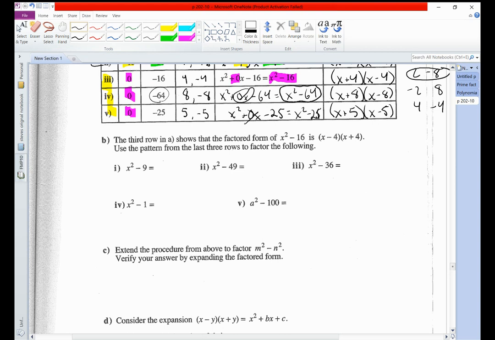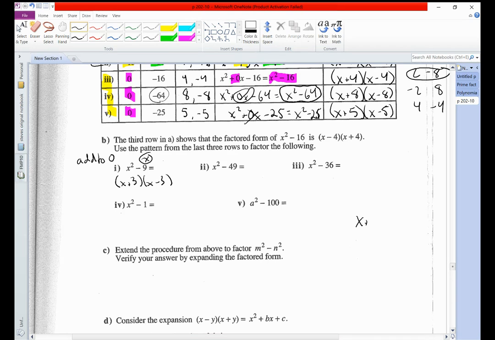So we know we have an x squared. So we have x squared minus 9. And now we're looking for two numbers that multiply to negative 9 and add to 0. Well, how about positive 3 and negative 3? How about the next one? Oh, wait, we should check that. Let's check just in case.